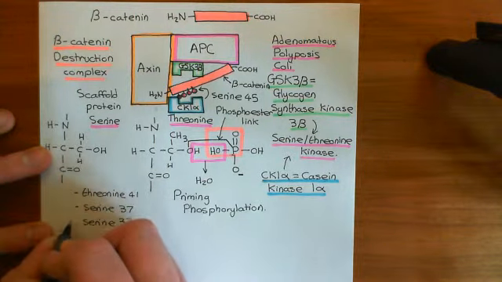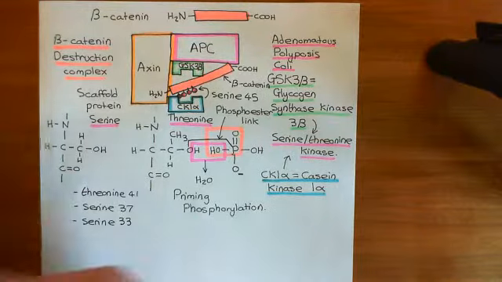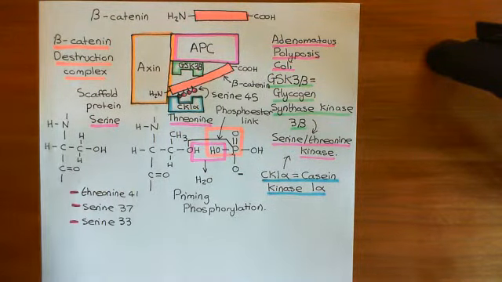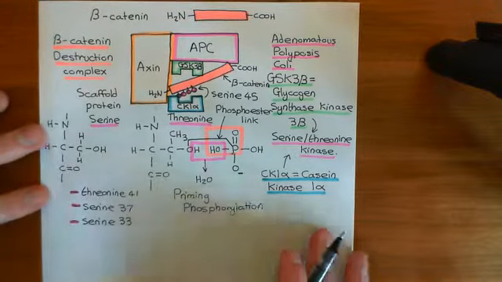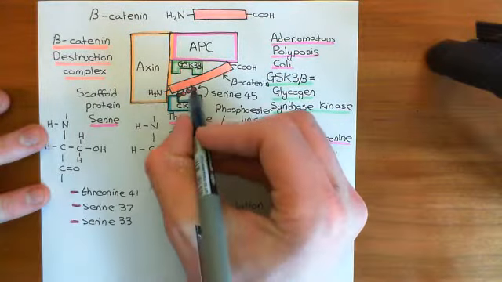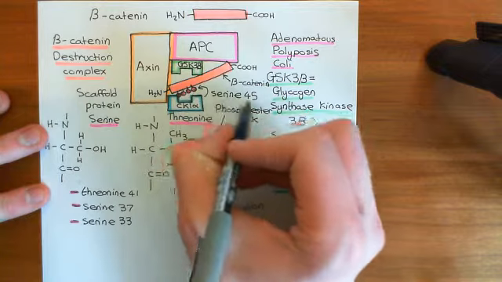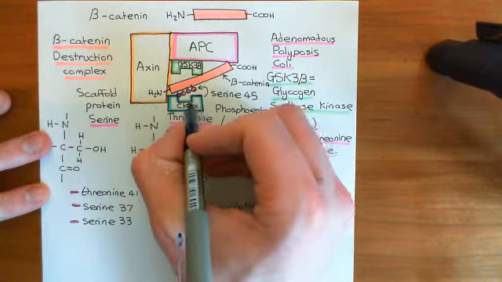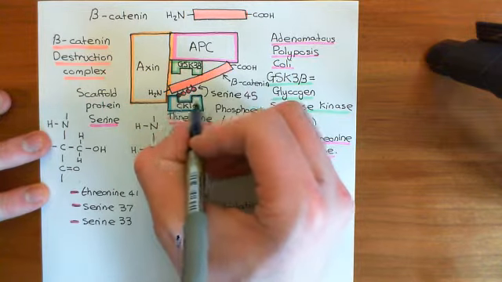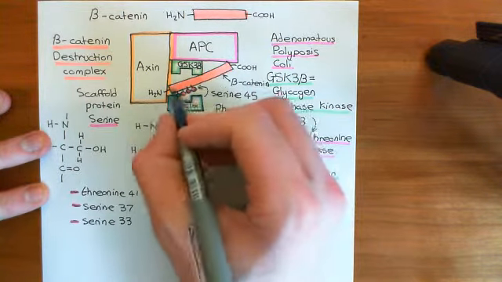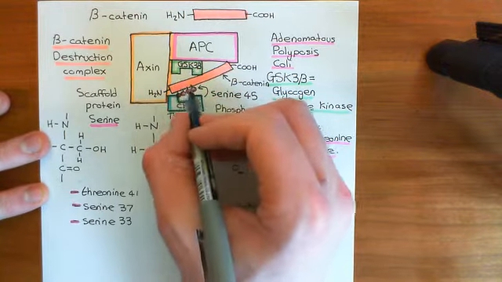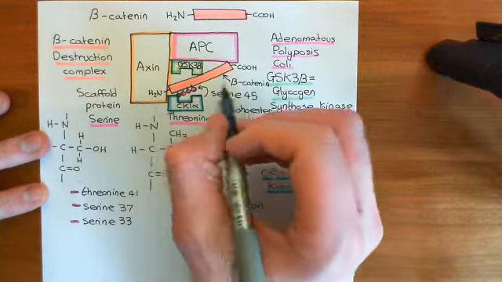So those are the 3 residues that glycogen synthase kinase 3-beta is going to phosphorylate on the beta-catenin molecule, but only once Casein kinase 1-alpha has phosphorylated serine 45. So that first phosphate group added on by Casein kinase 1-alpha primes the beta-catenin so that glycogen synthase kinase 3-beta can now phosphorylate it at these 3 further sites.